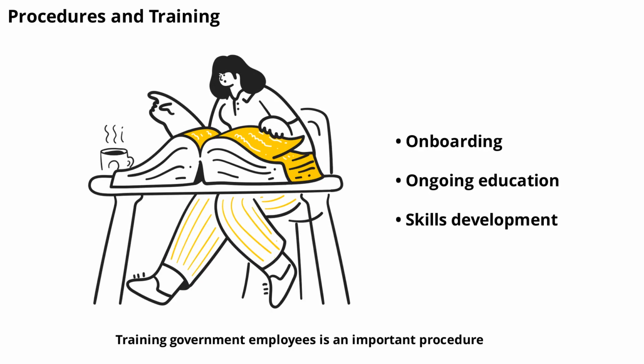Training government employees is an important procedure. Agencies have steps for onboarding, ongoing education, and skills development. Proper training ensures that officials understand procedures and can carry out their duties effectively.